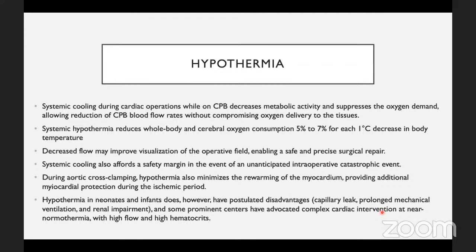Yeah, hypothermia, we know what hypothermia is. If you look into the history of cardiopulmonary bypass, we always say it is 3H, the alphabet H that made cardiopulmonary bypass possible. One is heparin, the other is hypothermia, and the other is hemodilution. These were the three things that made cardiopulmonary bypass possible.